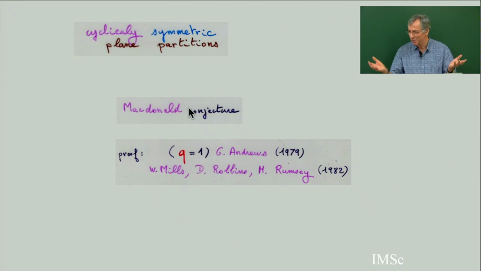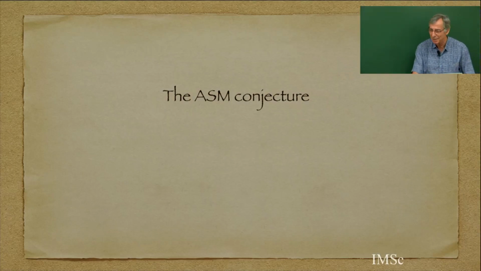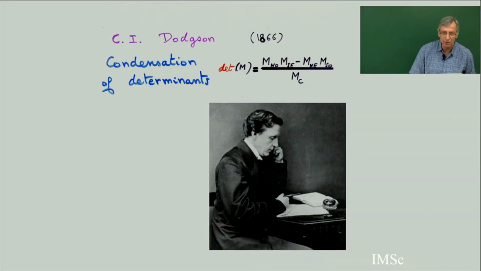When the fog disappeared, they did not solve the Alternating Sign Matrix conjecture, but they solved the MacDonald conjecture. They wanted to go to the Alternating Sign Matrices, and while climbing this mountain, without knowing it, in too much fog, they proved the MacDonald conjecture. So the ASM conjecture goes back to the computation of what is called by Dodgson the condensation of determinants.